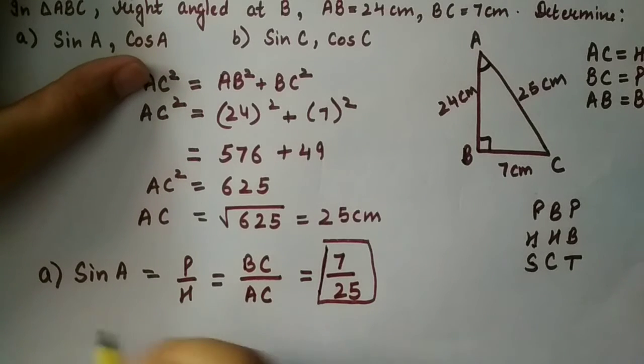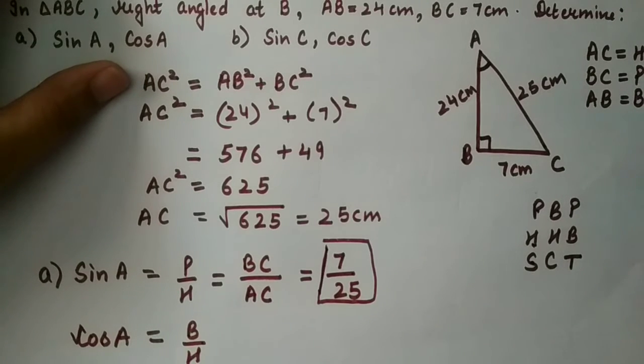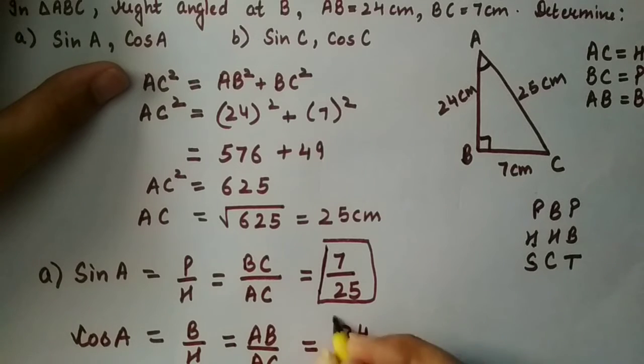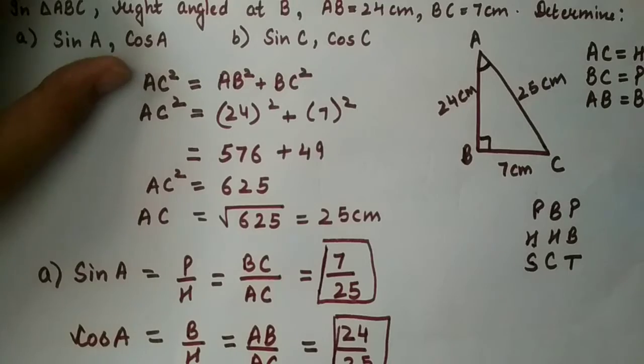Now they are asking the value of cos A. Cos A is base upon hypotenuse. Okay, cos is base upon hypotenuse. Now base is AB and hypotenuse is AC. Length of AB is given to be 24 and AC is 25. So 24 upon 25 is the value of cos A.